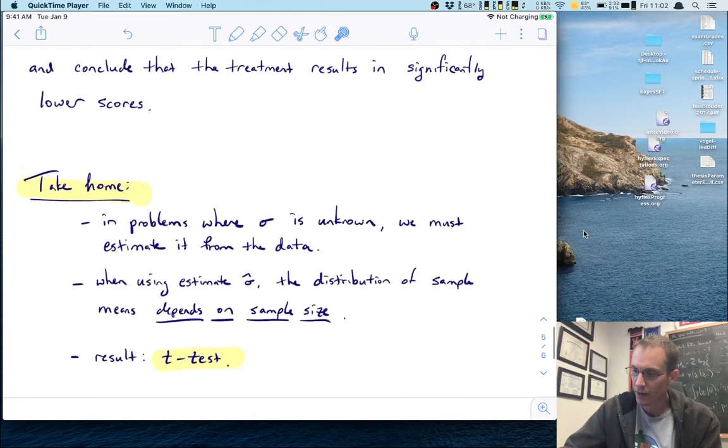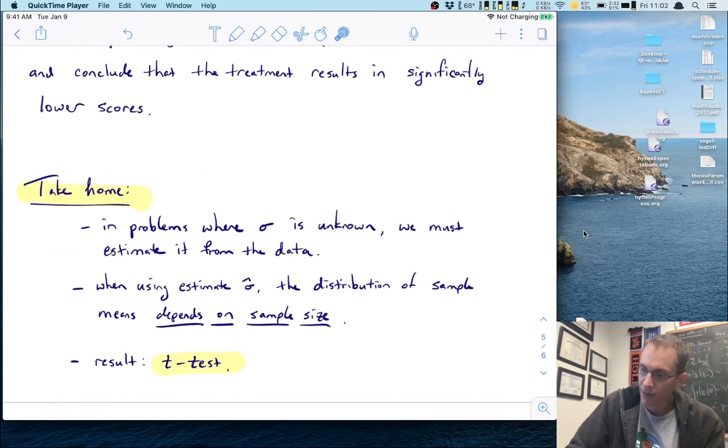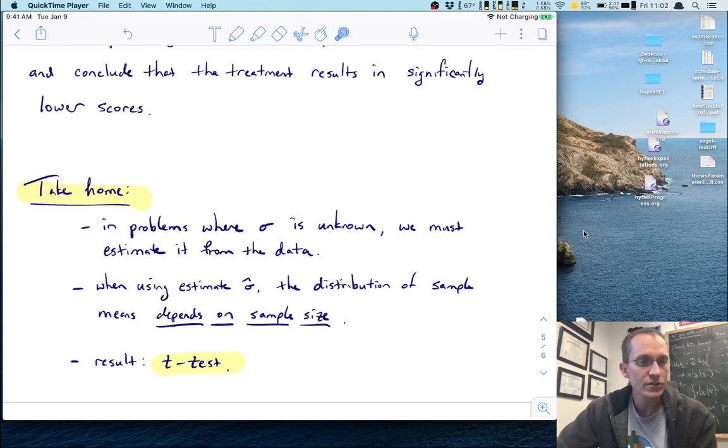So what's the take-home? Well, 3 things. First of all, in problems where sigma is unknown, we have to estimate it from the data. That's an important first step. And then when using this estimate, which we call sigma hat, the distribution of sample means depends on the sample size. And the result is this t-test. Everything else is exactly the same. So t-tests are when you don't know sigma. And that's it. So hopefully that kind of gets rid of some of the mystery behind a t-test.